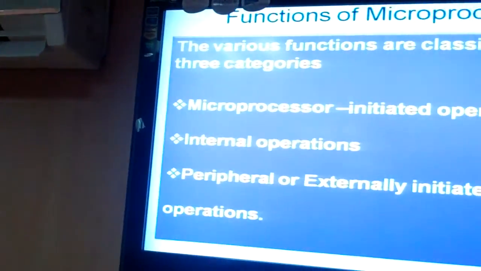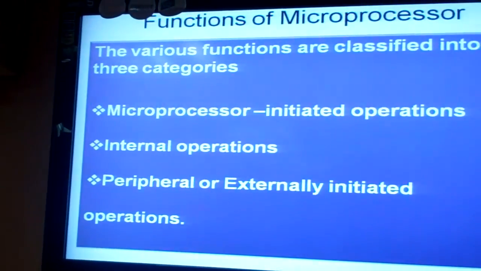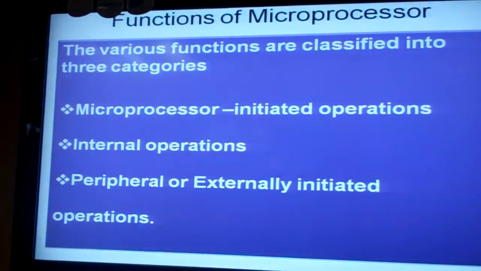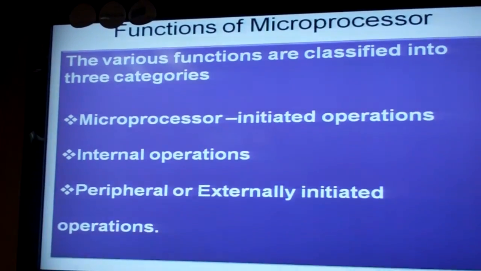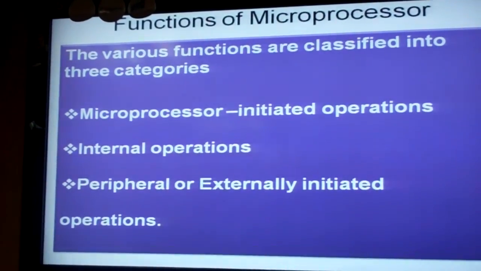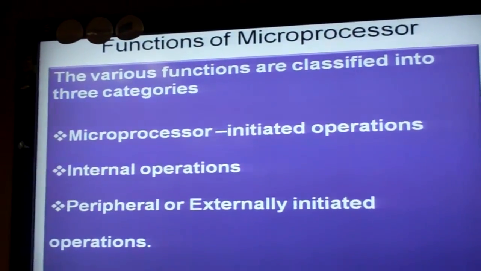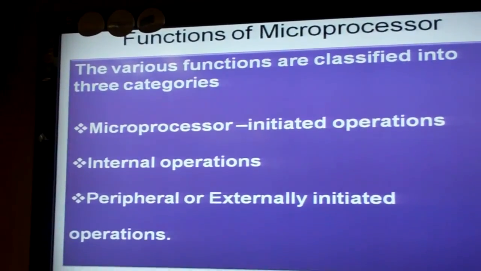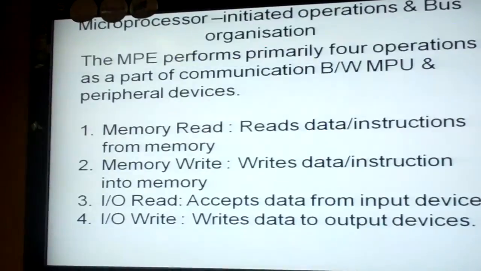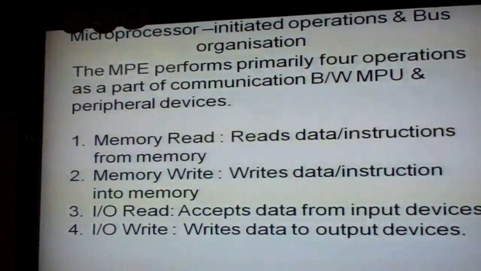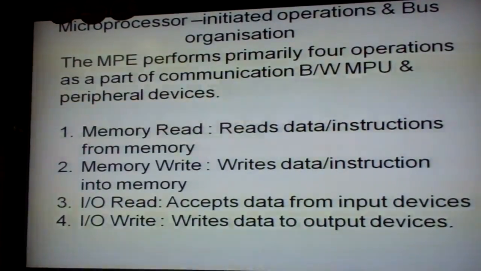Then what are the functions of a microprocessor? The various functions are classified into three categories: microprocessor initiated operations, internal data operations, and peripheral or externally initiated operations. Let us now look into each of them in more detail.